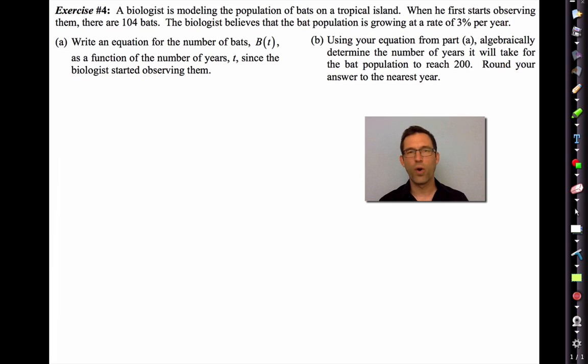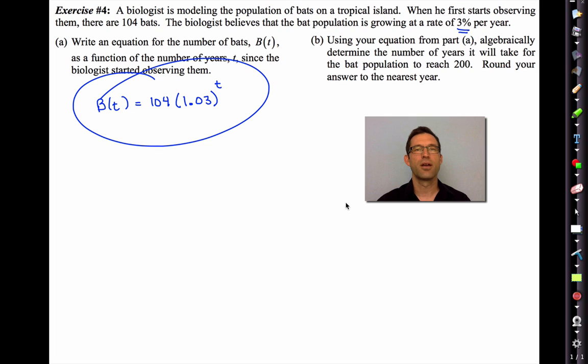All right, hopefully, because it wasn't that long ago, hopefully this was a piece of cake. We know we start with 104, that's our y-intercept. We know that every year we get to multiply by 1.03 because it's growing at 3% per year, and then we raise it to the t. All right, simple enough.